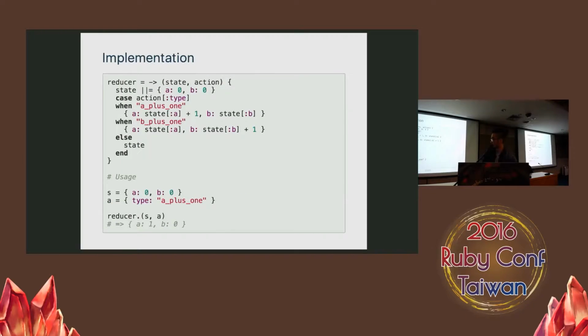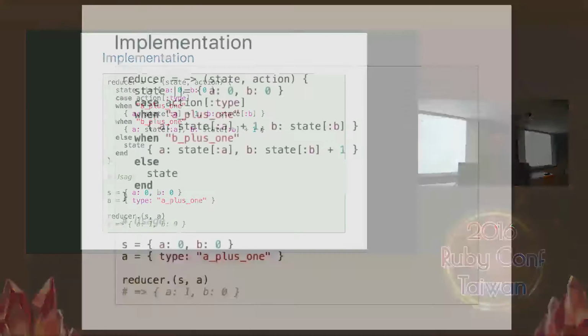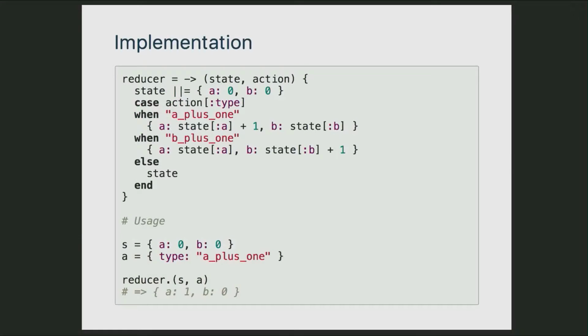So let's implement the reducer. And the implementation is easy. It's nothing but the lambda. The reducer defines how to renew the state depending on the action type. So it has a switch case structure to decide what to do. Given a state and an action with a key type, a reducer has to always return the same result. It has to be pure.